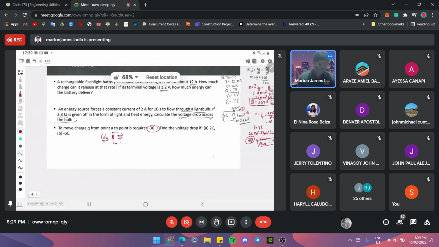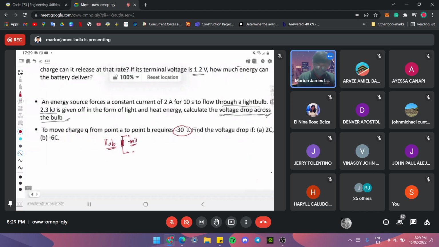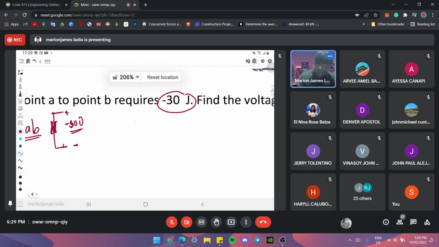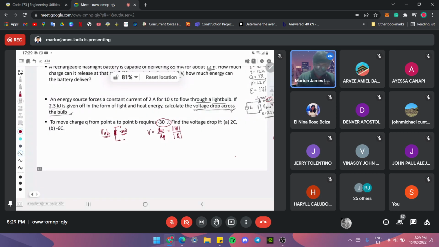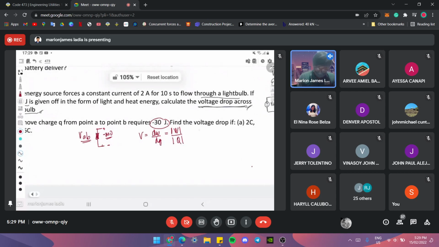So find the voltage drop if A is equal to 2 coulombs and if B is equal to negative 6 coulombs. Okay. So, ang isipin lang natin dyan is yung simple concept ng voltage which is equal to dW over dQ or in magnitude terms is that the magnitude of W divided by the magnitude of charge, di ba? So, meron tayong given na W which is equal to negative 30 joule. So, letter A, yung Q natin is equal to 2 coulombs. So, therefore, our V is equal to negative 30 over 2. So, mapapansin nyo, joules per coulomb. So, we have negative 15 joules per coulomb or is equal to negative 15 volts.